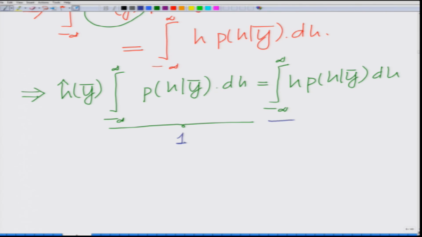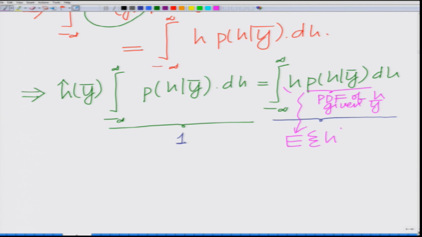Now, look at this. What is this? This is the probability density function, the PDF of h given y bar. I am multiplying this by h and integrating from minus infinity to infinity. So, this is basically the average. So, what is this? This is the expected value of h given y bar.